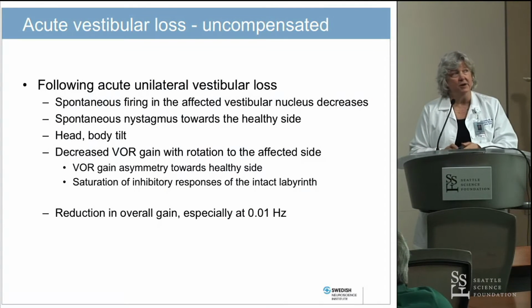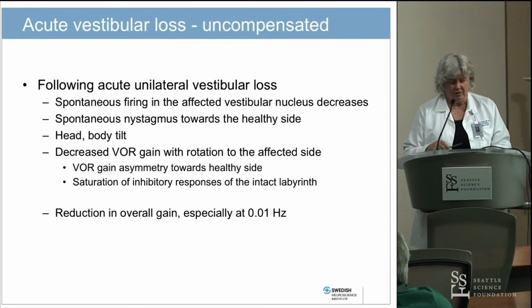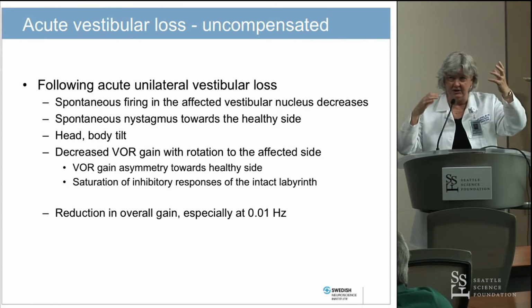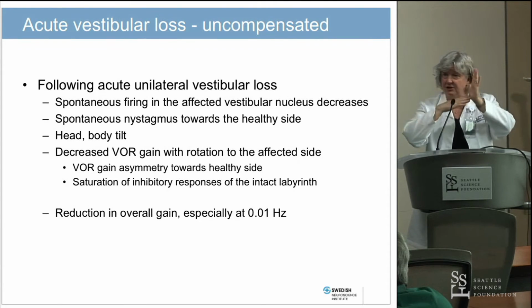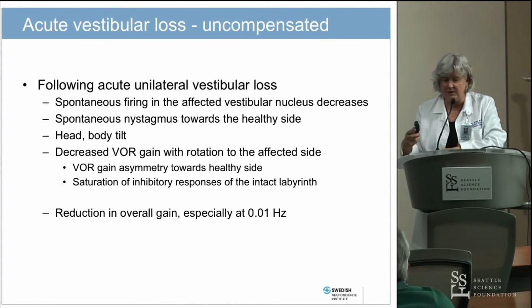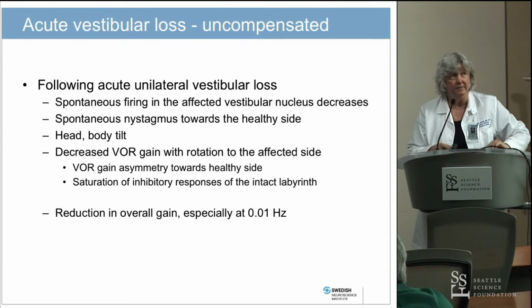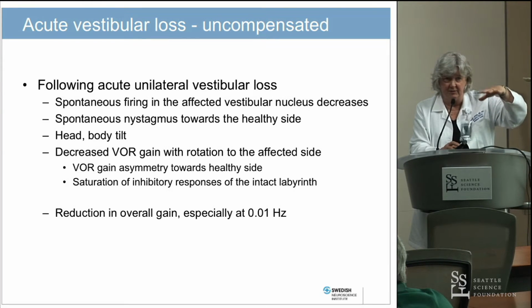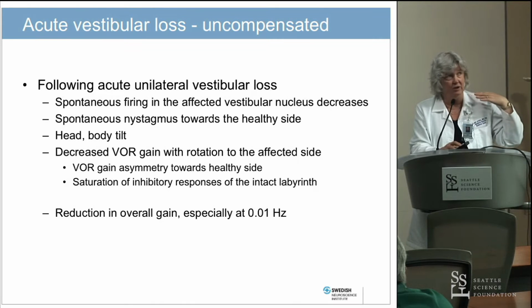So following an acute unilateral vestibular loss, remember your one vestibular nucleus is firing, the other is decreased. The brain sees that difference, it thinks you're turning, and it sends your eyes to catch up, so you get spontaneous nystagmus away from the weak side. You also generally dampen the whole vestibular system. The brain is trying to make you stop spinning, so it sometimes dampens everything in the acute period, and you'll also see some decreased gain in the good side.